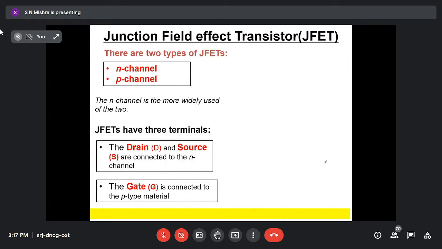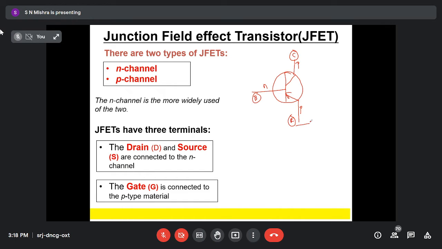Now, if you consider the transistor, this is my transistor symbol, and how many terminals are there? Three. So this is my PNP transistor. So P, N, P, which are called emitter, base, and collector. Now in FET, these names are not given. This collector, base, and emitter are not there. We'll replace these names with some other names.